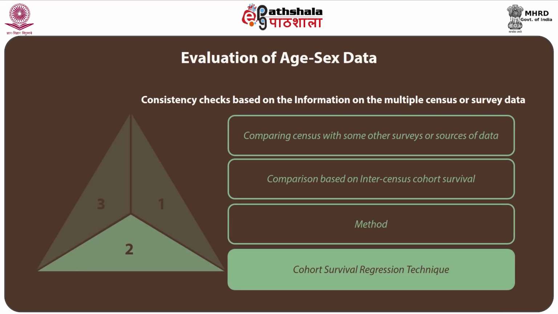Similarly, we have other methods also for comparison, like cohort survival regression techniques. Normally, the ordinary least square method of regression is used to derive the correlation factor to bring consistency among two census age distributions. Basically, it provides a correction to the coverage error and provides a correction factor for the population of two successive census.